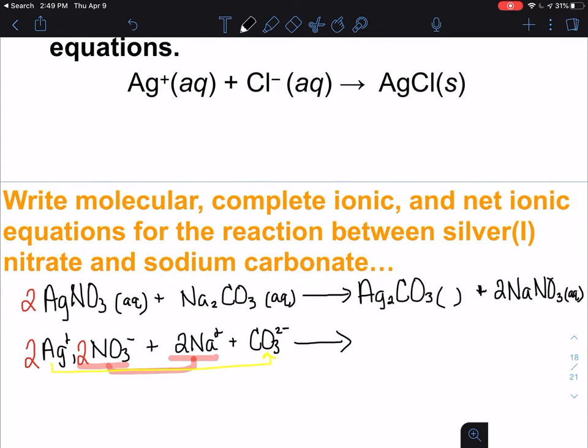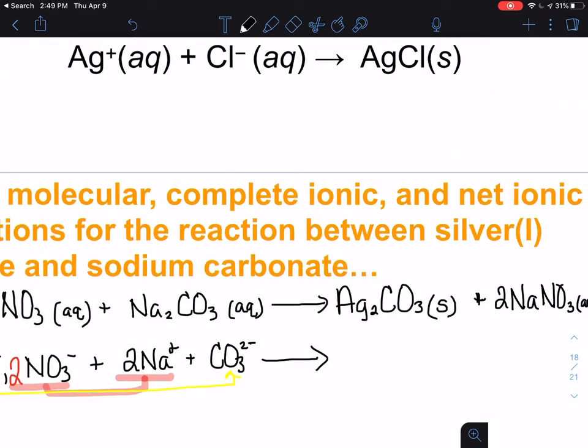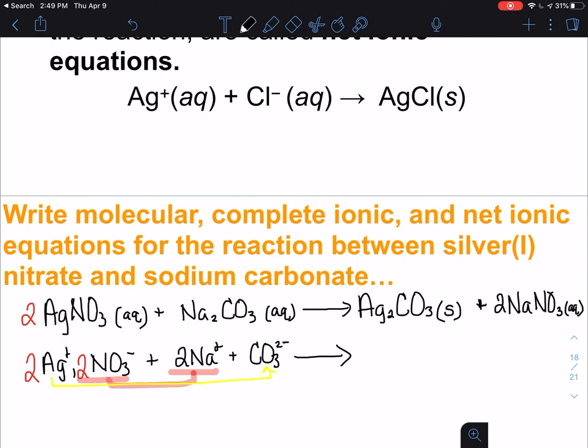So the question is, is this guy soluble? And it turns out this guy is not. If we consult the solubility table, carbonates aren't usually soluble. Definitely silver carbonate is not. So I'm going to put a solid, s, right there. Now that I have the phases, everything's balanced for my molecular equation. And now that I have the phases, I can go back down and complete my complete ionic.